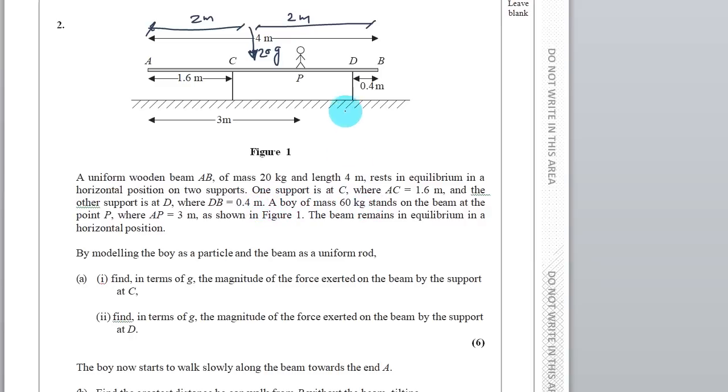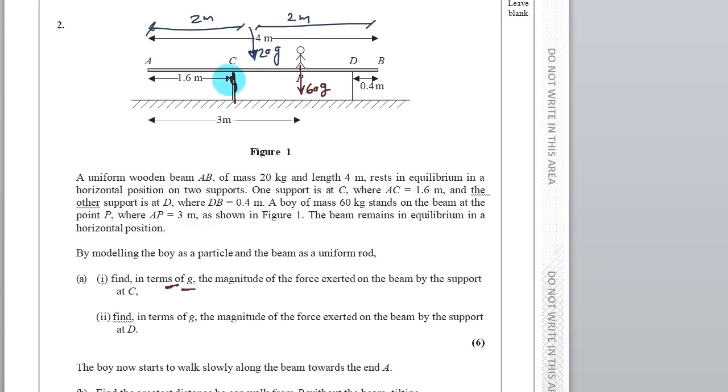A boy of mass 60 kilograms, so I have a mass here, this is 60g, stands on the beam at point B, where AB is equal to 3 meters. This distance is 3. As shown in figure 1, the beam remains in equilibrium in the horizontal position. By modeling the boy as a particle and the beam as a uniform rod, find, in terms of g, the magnitude of the force exerted on the beam by support C. So we need the reaction here, RC.